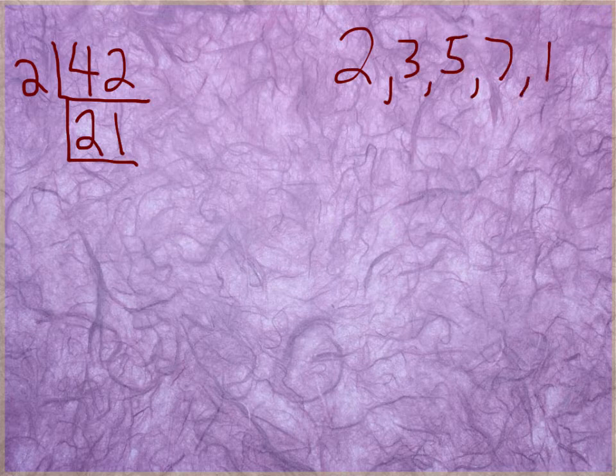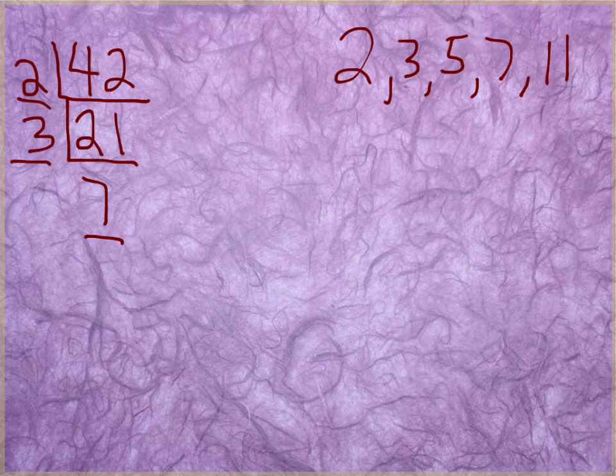And then I ask myself, can 2 divide 21? No. What's the next prime number that will divide 21? If you remember our list, 2, 3, 5, 7, 11, you know that 3 goes into 21. So I'm going to put 3 right here, and it goes in there 7 times. Now, what we have in our prime factorization is all prime numbers. Do I have any duplicates?